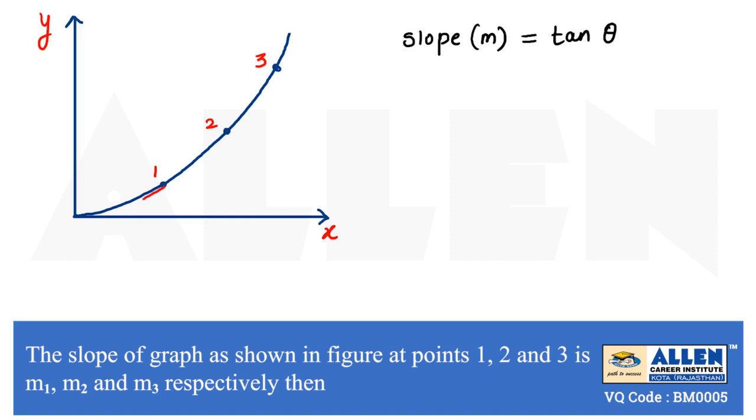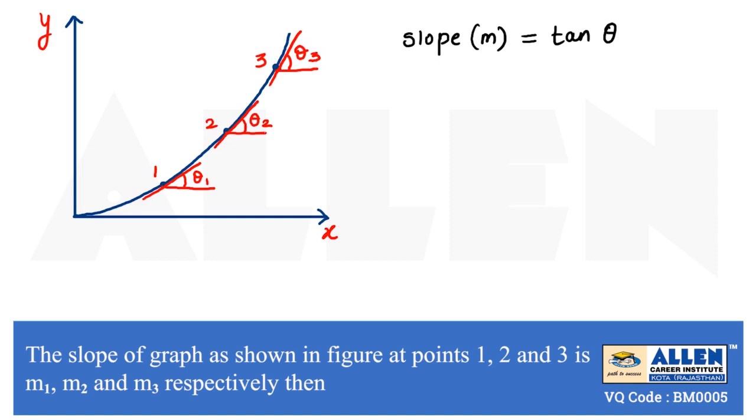So at first point, tangent is drawn like this, and angle with x-axis or parallel to x-axis is represented as theta 1. Again, angle at second point with x-axis, or we can say parallel to x-axis, is theta 2, and angle at third point with x-axis or parallel to x-axis is theta 3.